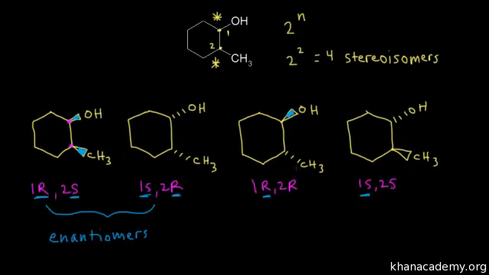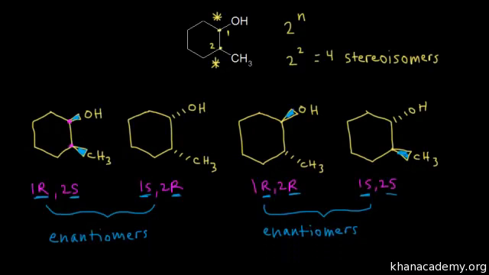At carbon 2, I went from a dash, an R, to a wedge, and S. So once again, I have an opposite configuration at all chirality centers. So these two molecules would be examples of enantiomers. They're mirror images of each other.